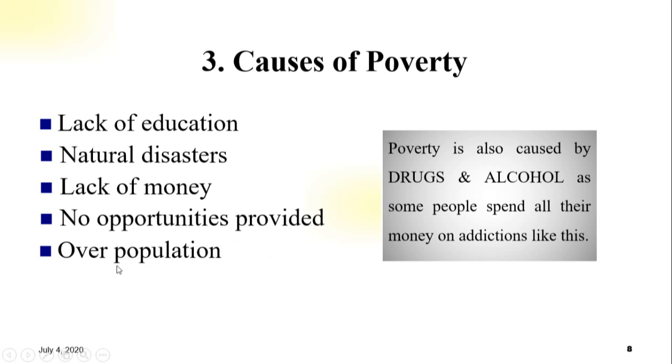The last point of causes of poverty is overpopulation. Overpopulation is when there are too many people for the environment to sustain with food, drinkable water, and breathable air, and etc. Yeah, let's see.